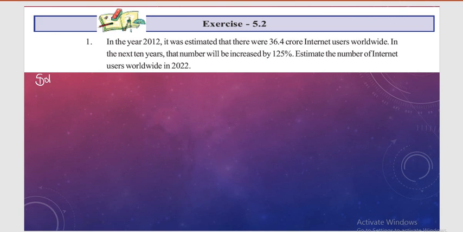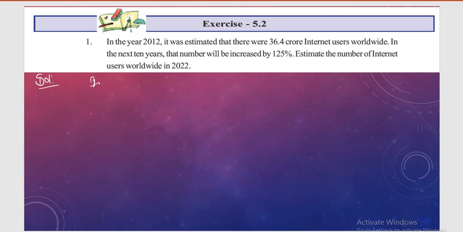So what is given here? In 2012 it was estimated that there were 36.4 crore internet users worldwide. In the next 10 years the number will be increased by 125%. Estimate the number of internet users worldwide in 2022. So the question is, you need to estimate the number of internet users after 10 years, right?